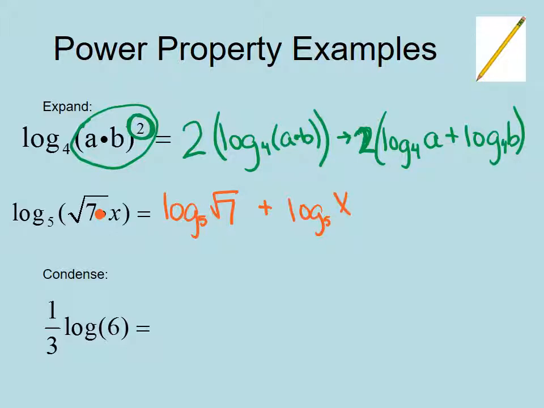Square root of 7 is also written as log base 5 of 7 to the 1/2. So no square roots or cubed roots should be left alone. We want to convert those to fractional exponents. So my final expansion is going to be to bring that 1/2 in front of the log base 5 of 7.